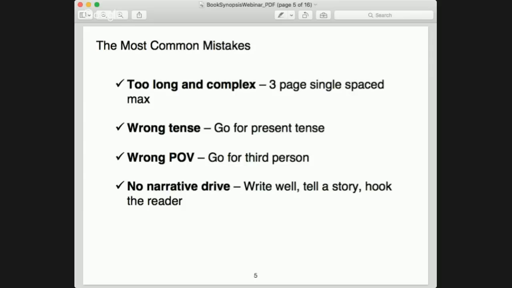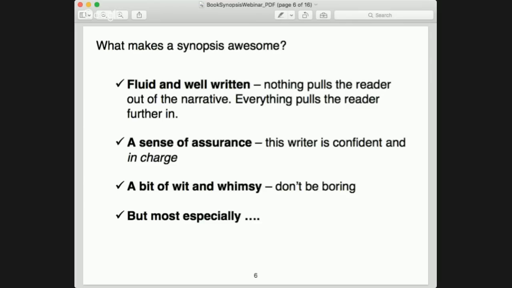So how do you do that? What makes a synopsis super awesome? These are the things that I believe you really need. It needs to be fluid and well written. You don't want anything that pulls the reader out of your narrative. Everything is designed to pull the reader further into it, so that when they're reading these 3 pages, they're really in the book. They're really in it with you. There's nothing that pulls them out, that makes them think about the author or makes them question what's going on. You want it to be a seamless experience for the reader.